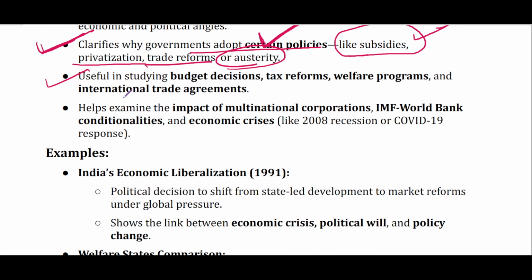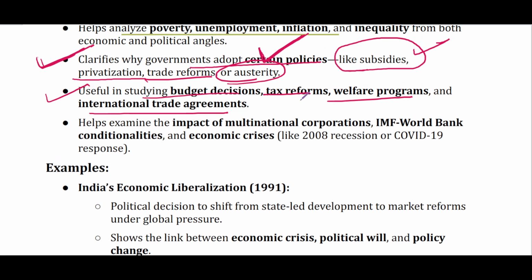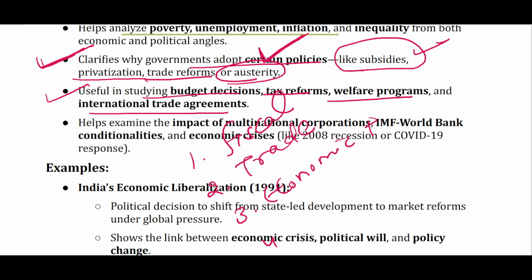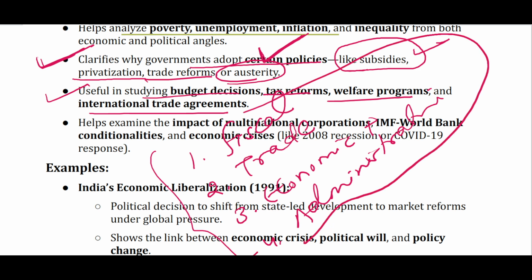Then this approach is useful in studying budget decisions, tax reform, welfare programs, and international trade agreement. So in short, this approach looks at the fiscal parameter, the trade parameter, the economic policy parameter, and the administrative parameters. All four parameters are studied coherently or comprehensively.